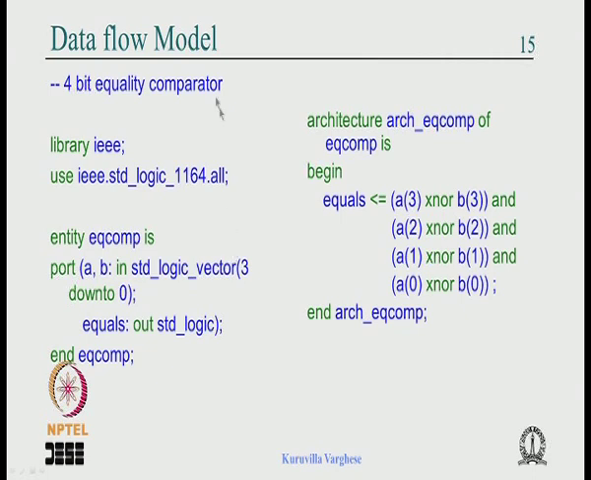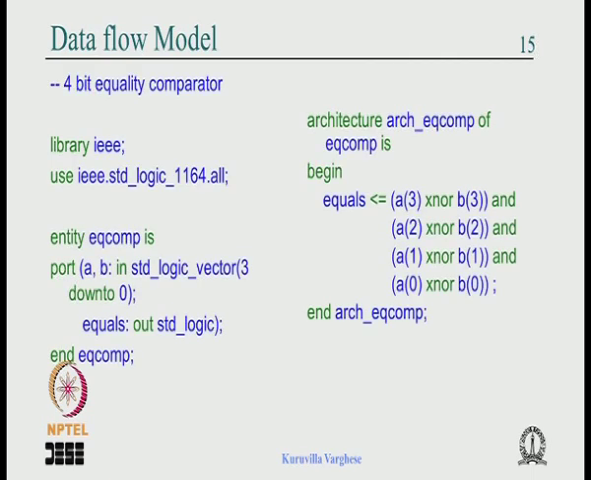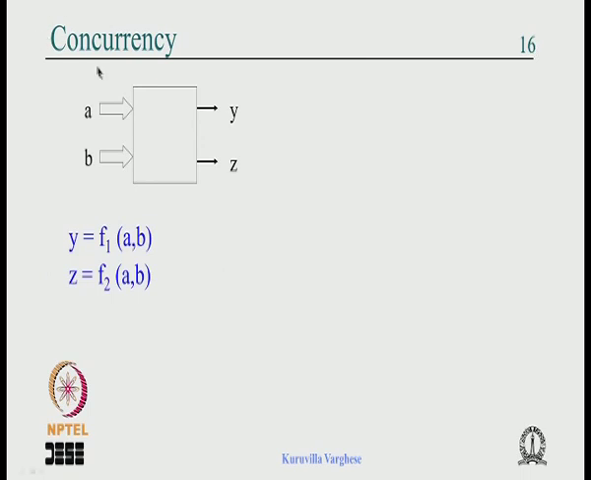Now we are looking at the various models of description. The first one was the data flow model. So let us move on, but before going further it is very important to consider this particular fact: concurrency. If you take a digital circuit, suppose the case of an equality comparator, there are two input signals A and B which are 4 bits. Assume that there are two outputs, maybe this is the equality comparator output, and this is a greater-than output.